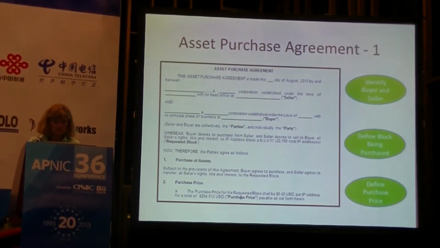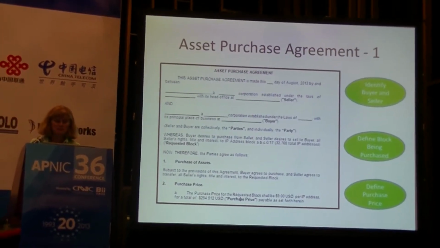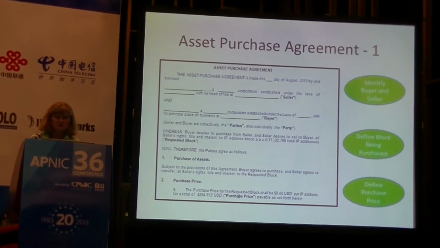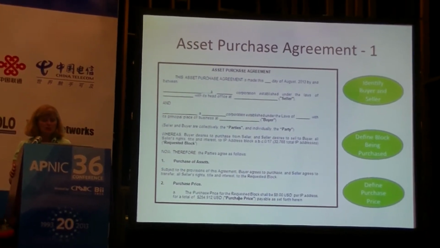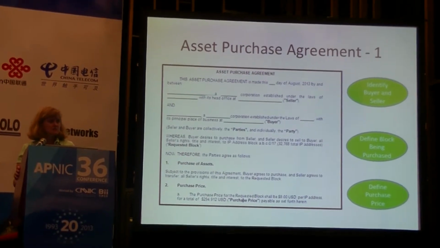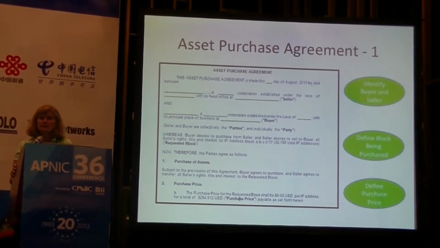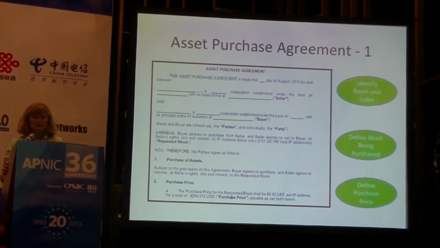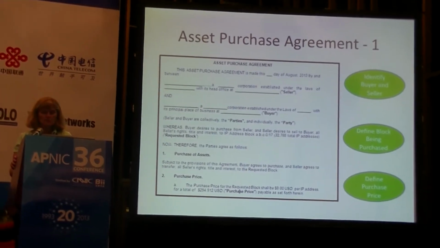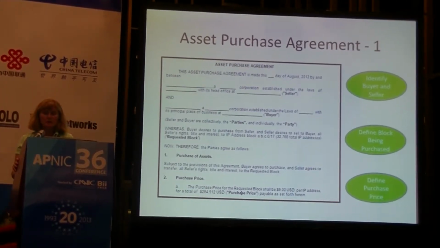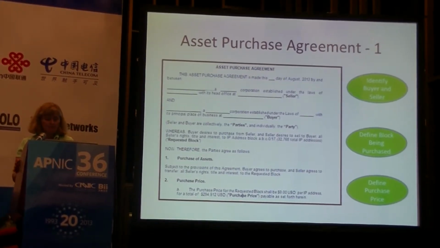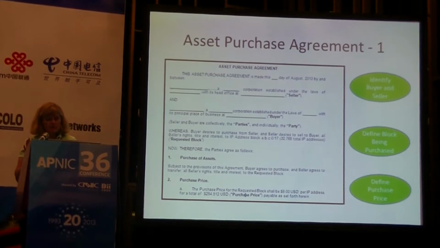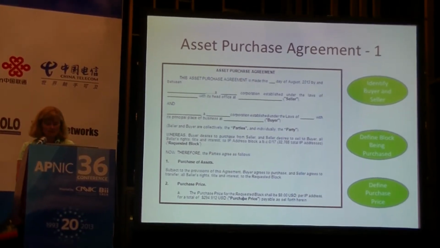And next slide. Okay, the asset purchase agreement. When you download the slides, this will give you a pretty good idea of what the APA looks like. The first thing it does at the top of the agreement is identify the buyer and the seller, the date of the agreement and so on. Then it will define the block being purchased and the purchase terms. So it's quite structured at the beginning of the document.